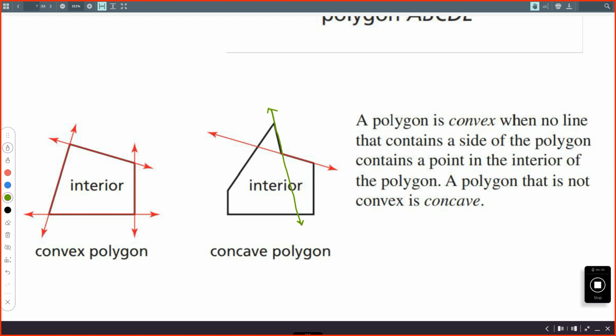Okay, I want somebody to come to the board and draw an example, another example of a concave shape. Anybody? So make one up and draw it here.